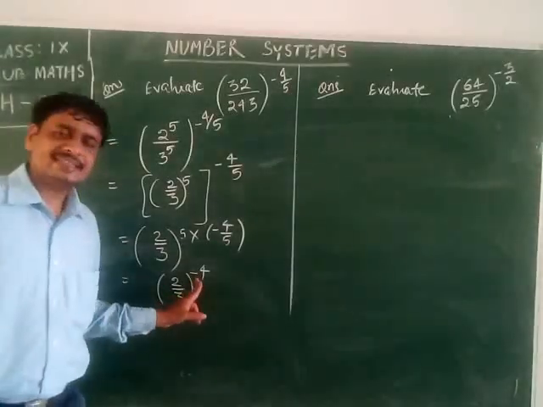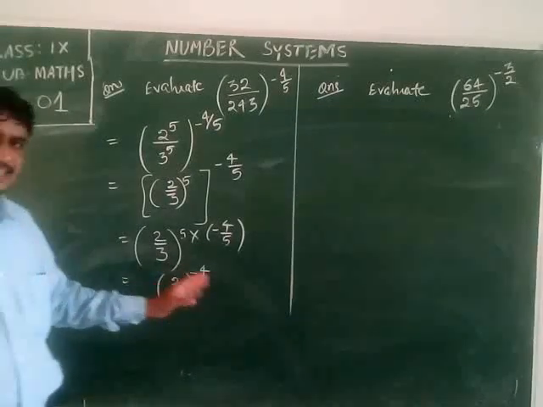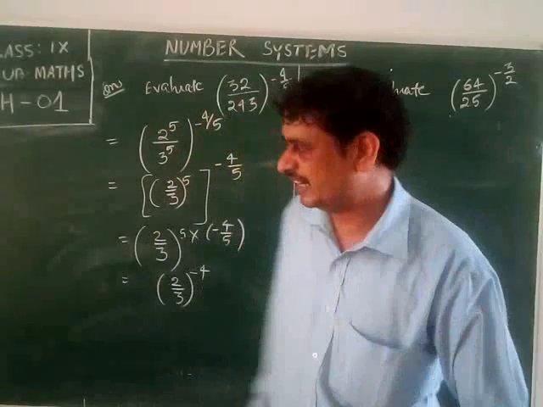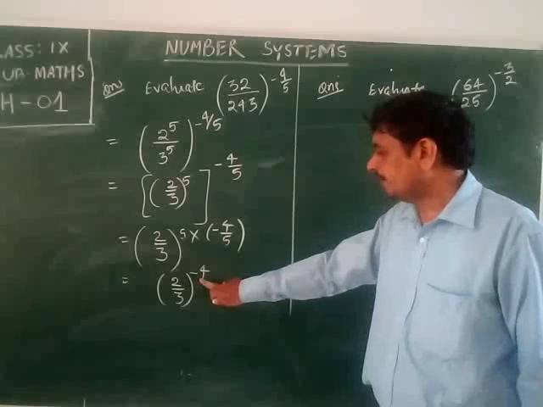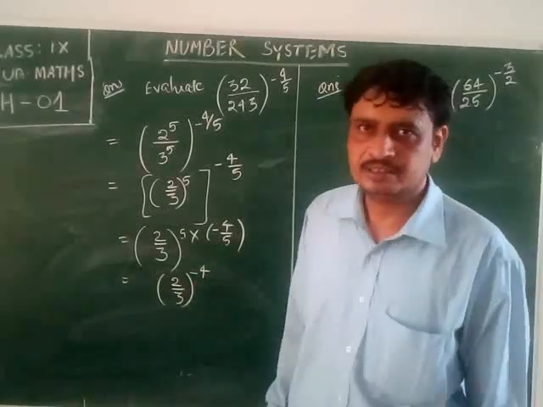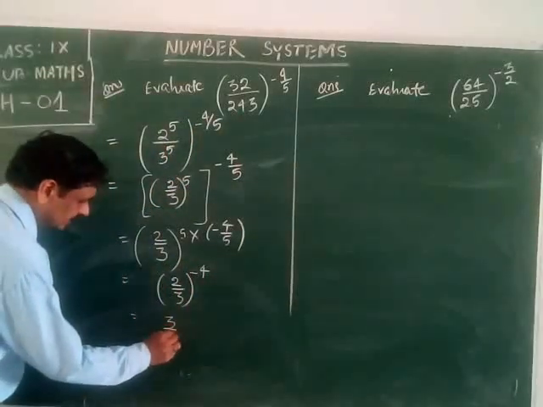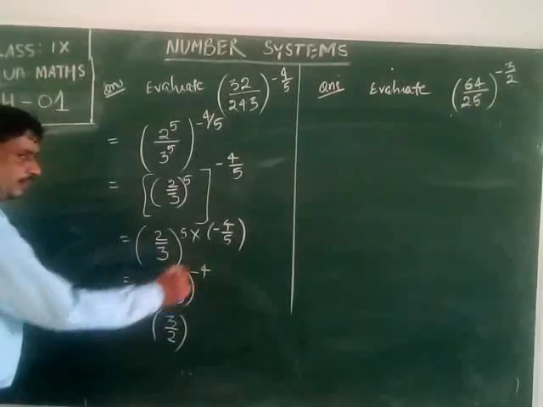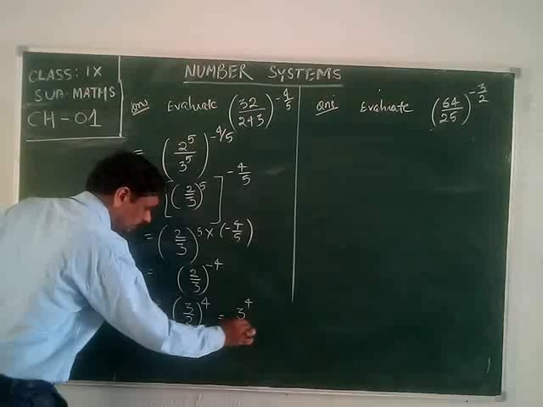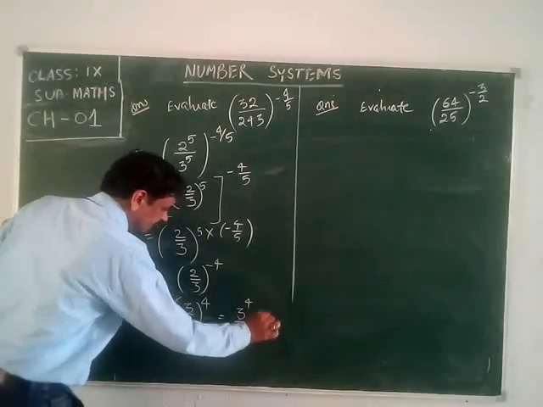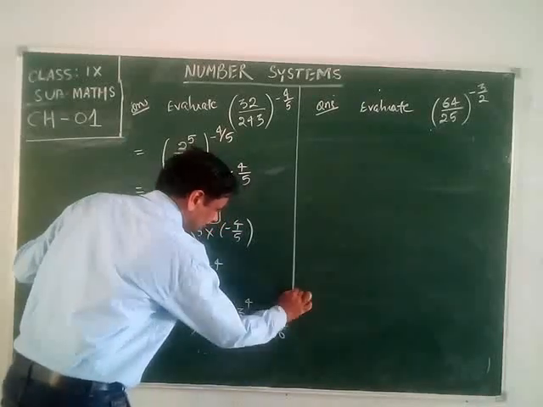When the power is negative and if we interchange the numerator and denominator, that means when we write in reciprocal form, then the power becomes its opposite. Then we get plus over there. If we write 3 by 2, then the power minus 4 becomes plus 4. Now it is 3 to the power 4 by 2 to the power 4, which can be written as 81 by 16.